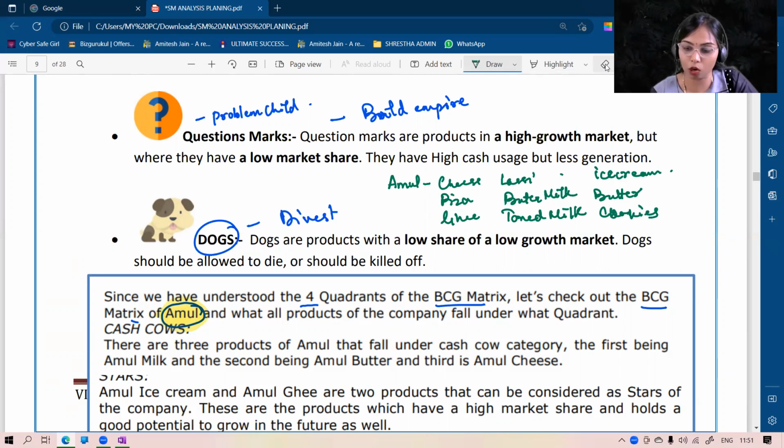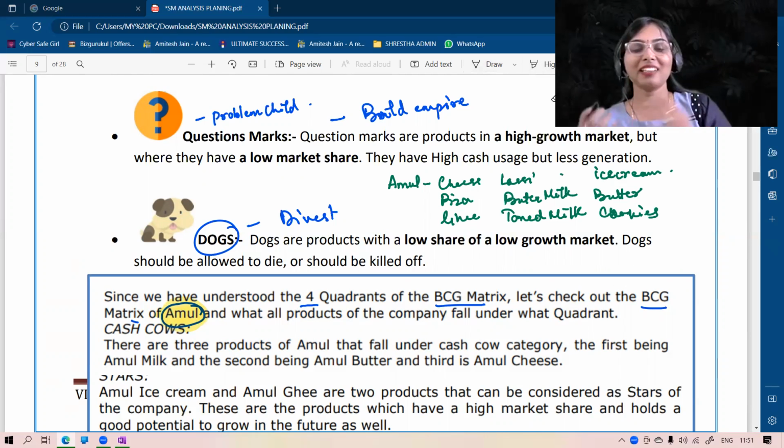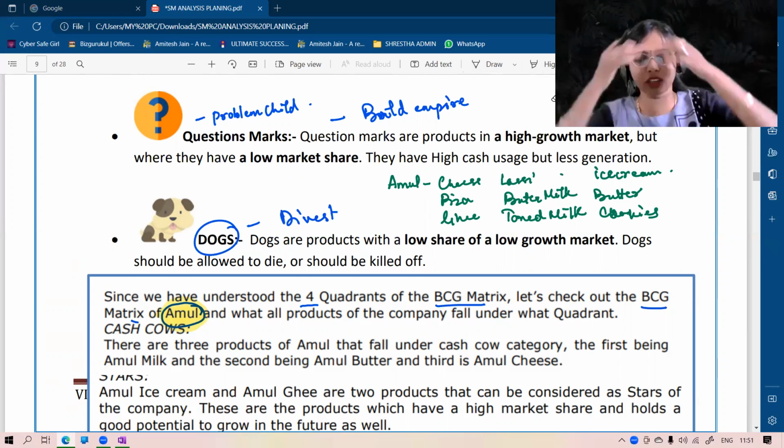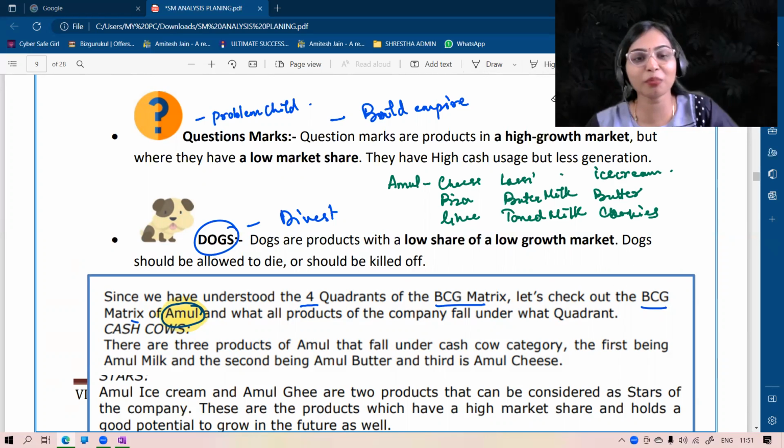Ma'am, I'm getting water in my mouth because it's so beautiful. Like Amul cheese, pizza, ghee, these all are literally mouth watering. I also am getting water in my mouth, and I'm thinking after my class I'll just go and eat something like that.